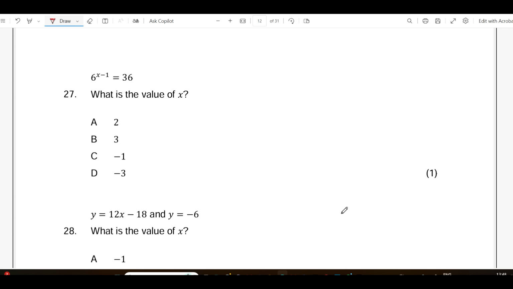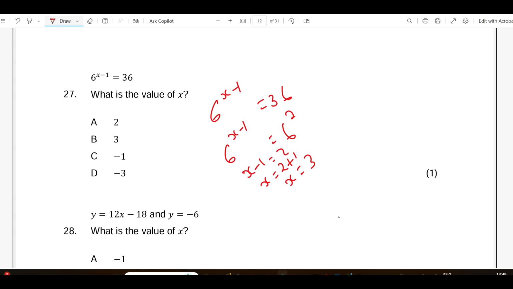What is the value of x here? 6 to the power x minus 1 equals 36. The base must be what? The laws of exponential equations say that when the bases are the same, we equate exponents, and when exponents are the same, we equate bases. Here, exponents can't be the same because we have a variable. Now the base must be the same. It is 6 to the exponent of 2. 6 to the exponent of 2 is 36. The bases are the same, so we equate exponents. x minus 1 equals 2, so x is what? It is 3.